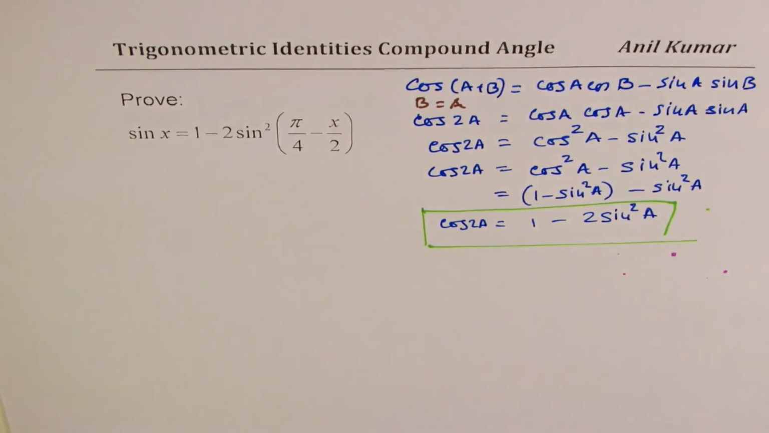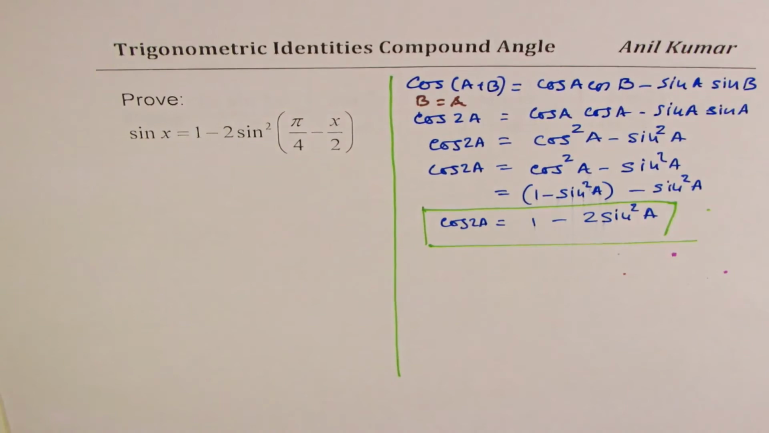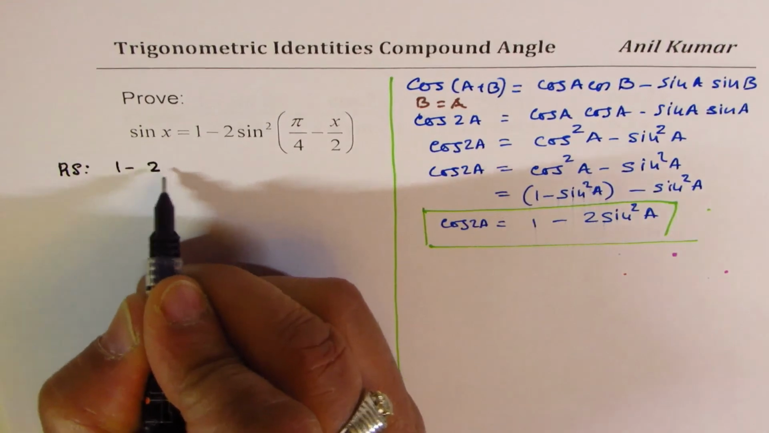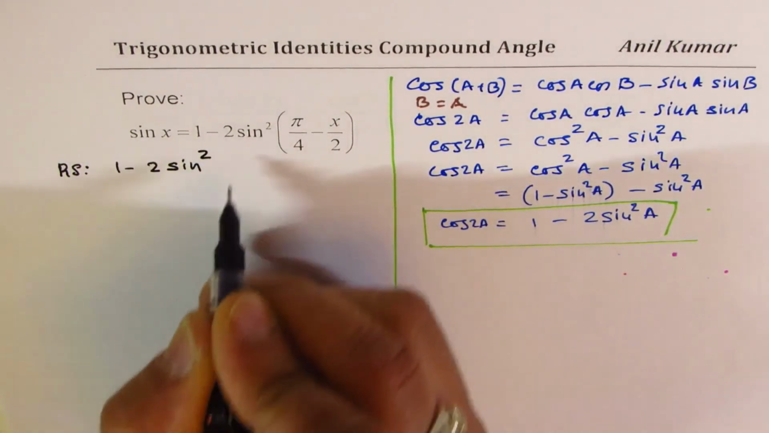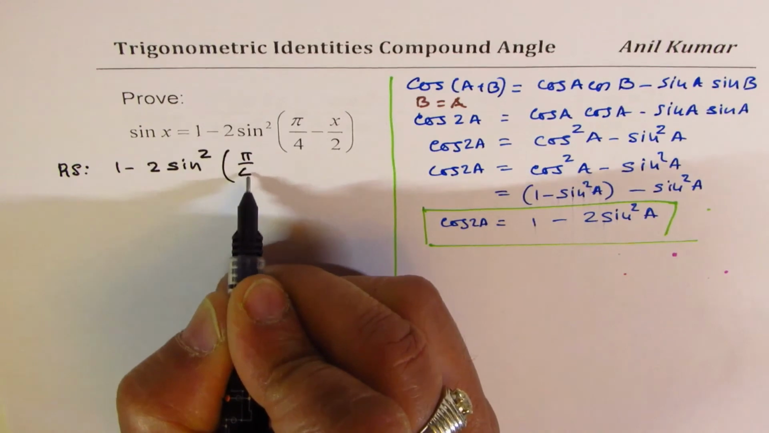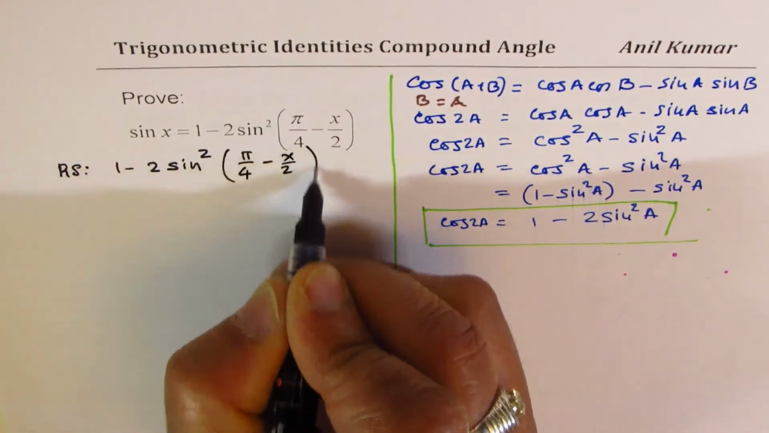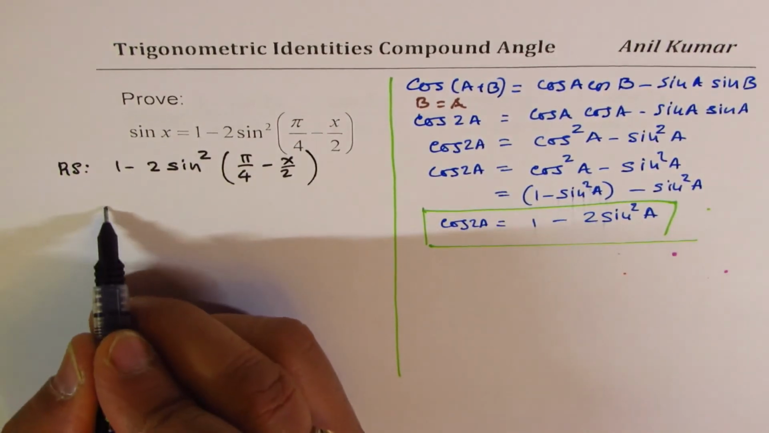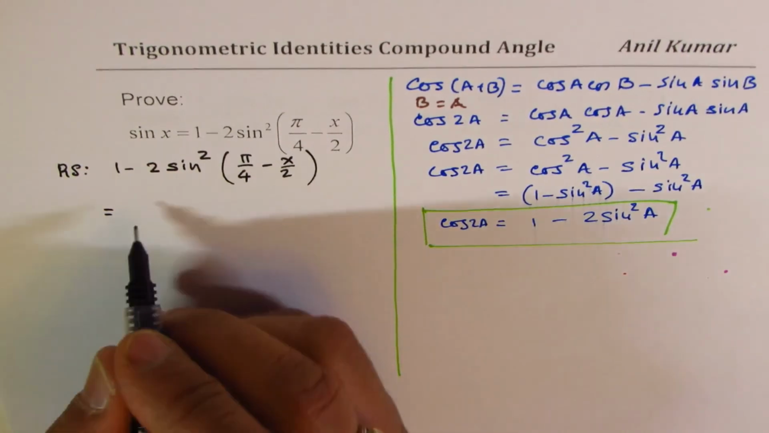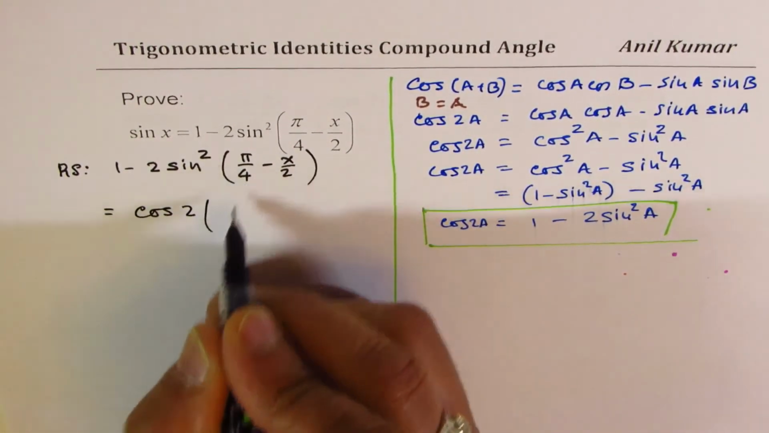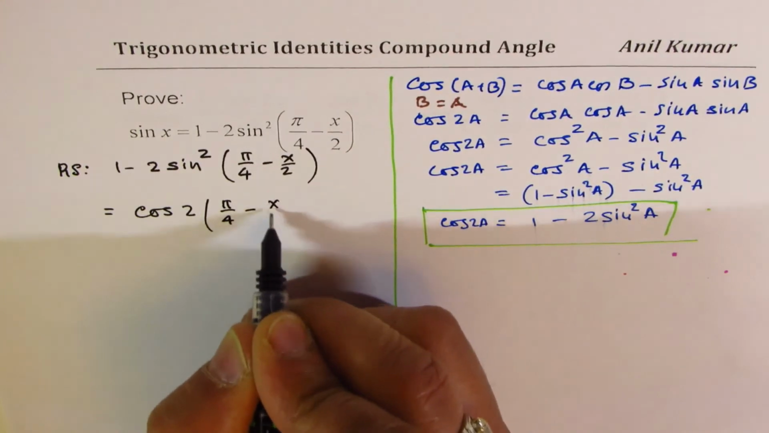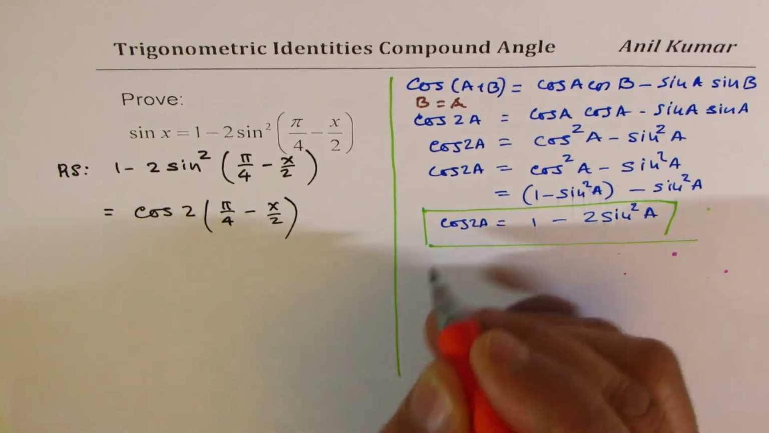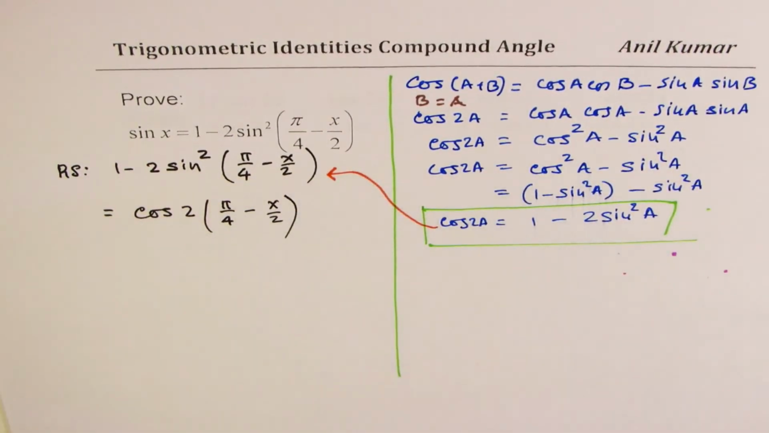So let's look into the question now. Okay. The right side here is 1 minus 2 sine square pi by 4 minus x by 2. So treat this as A. In that case, I could write this as equal to cos of 2 times A. So this is cos of 2 times pi by 4 minus x by 2. Is that clear? So basically, I have substituted or related this formula.